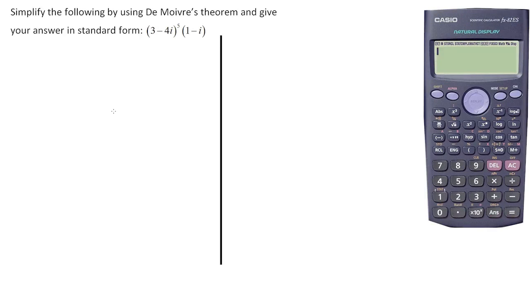Let's look at the following example. Simplify the following by using de Moivre's theorem and give your answer in standard form. Now, if you don't read this question correctly, you will start multiplying that 3 minus 4i five times, and you're going to multiply the whole time. The key word in this question is de Moivre's theorem. Immediately, when you see de Moivre's theorem, it is linked to polar form. Both these expressions here are in rectangular form. So my very first step is I need to convert each one to polar form.